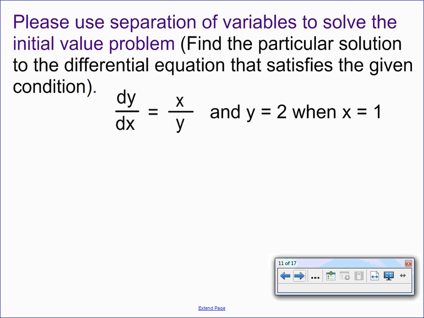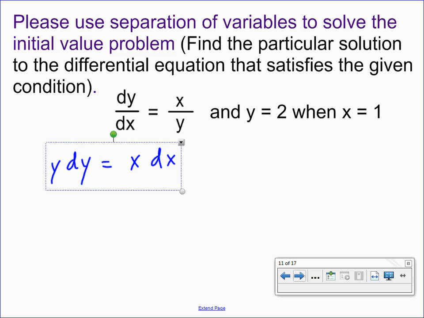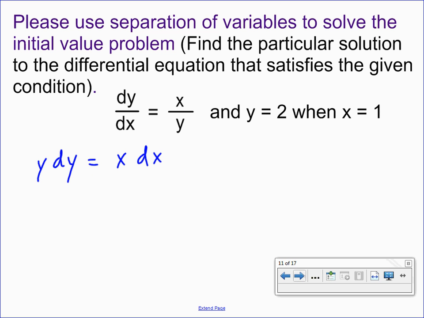Can we separate those variables through multiplication or division? Well, certainly. It looks like in this case, if we multiply the y over to both sides and multiply the dx to both sides, we would get y's on one side of the equation only, and only x is on the other side of the equation. So this is separable through multiplication and division. I get y dy is equal to x dx. Did you guys get that? Awesome.